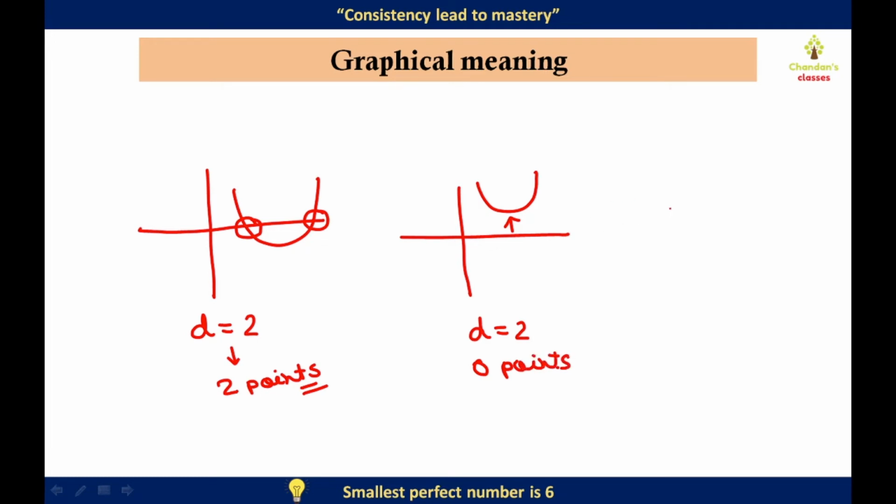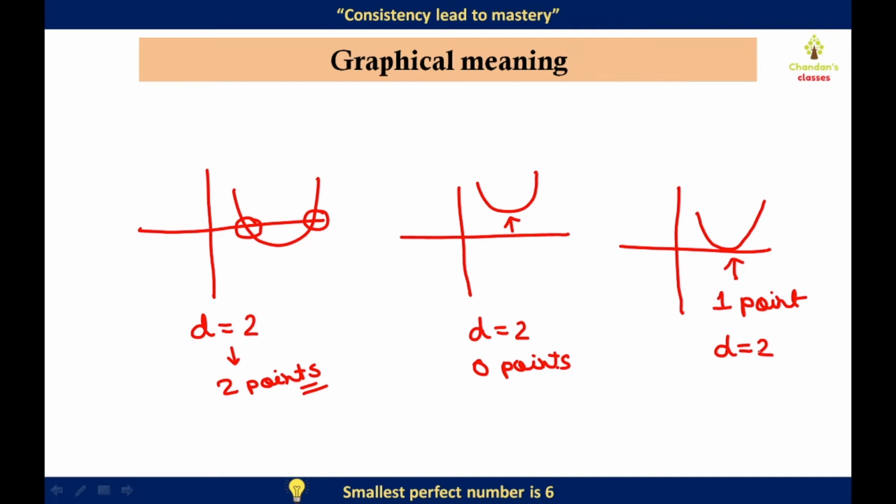Right? Now moving on. Another case is possible. We can also have something like this where the graph intersects the x-axis at 1 point only. Here the degree is also 2. So as you can see, in all the 3 cases the degree is 2, but we have 3 cases: 1 point, 0 points, and 2 points.